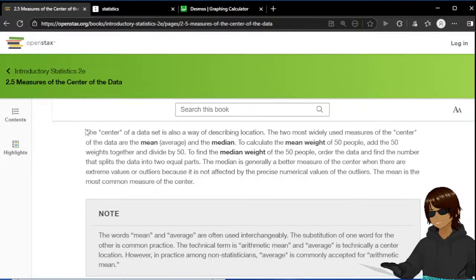The center of a data set is also a way of describing location. The two most widely used measures of the center of the data are the mean and the median. To calculate the mean weight of 50 people, add the 50 weights together and divide by 50.